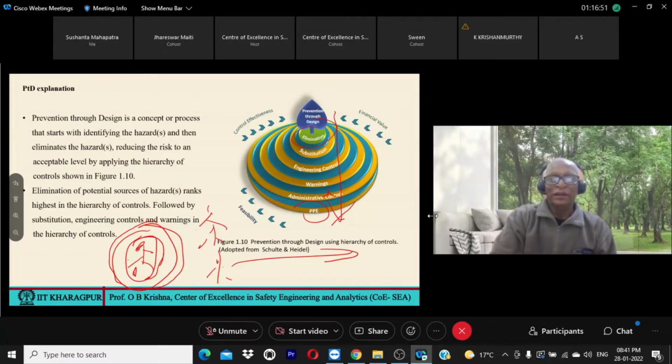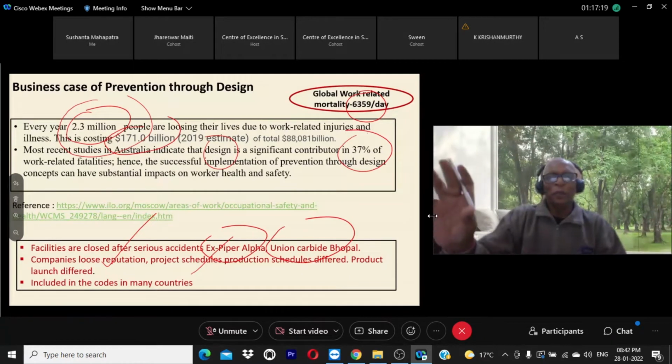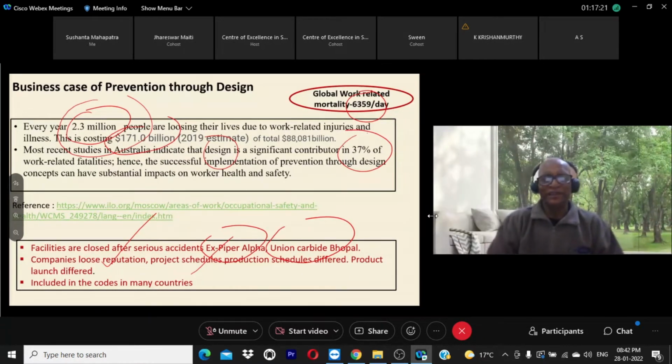These are the things in PTD people follow. What they look for is elimination. If you are applying PTD in your workplace, it's a huge business case. It is not just that IIT is getting in through their CoE-SEA to help the whole humanity address the hazards at the design stage. Not only for that, you have a big business case.